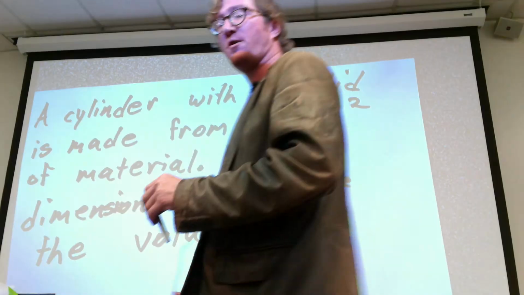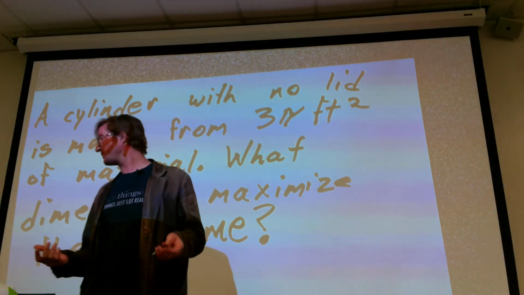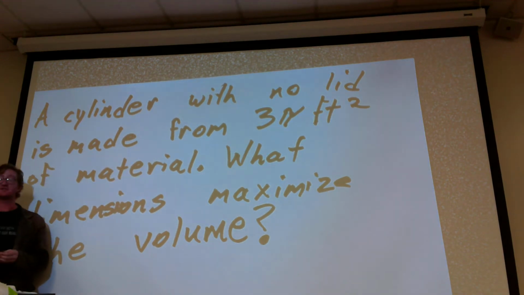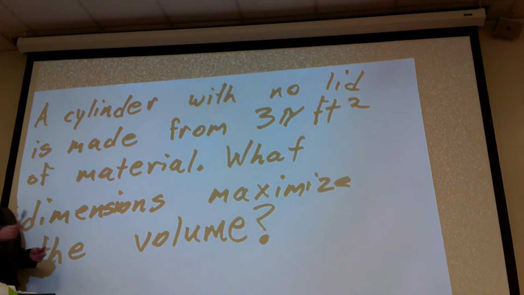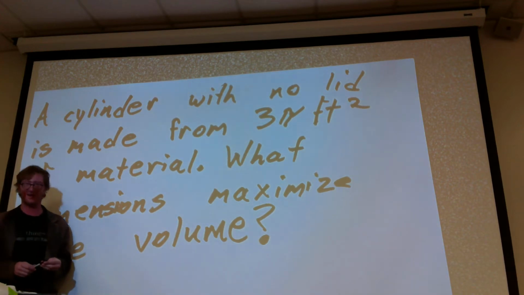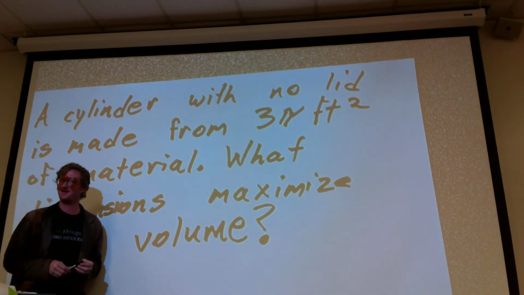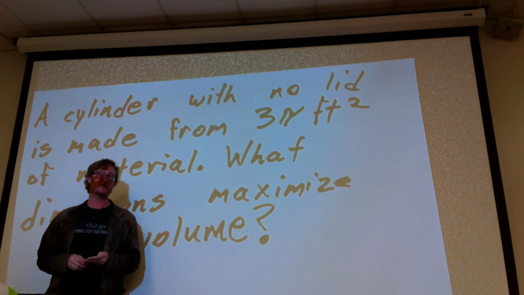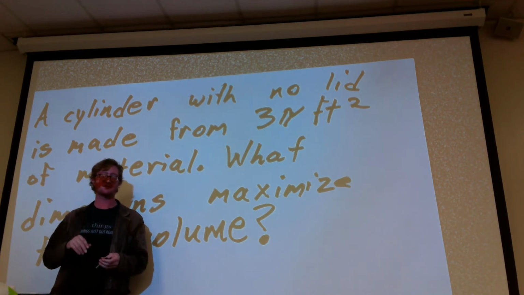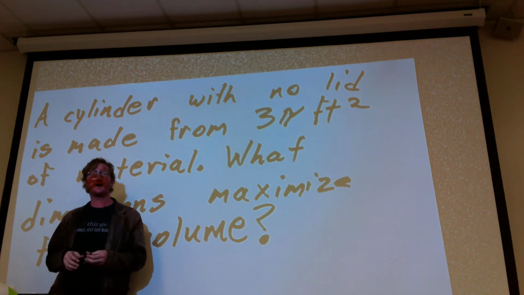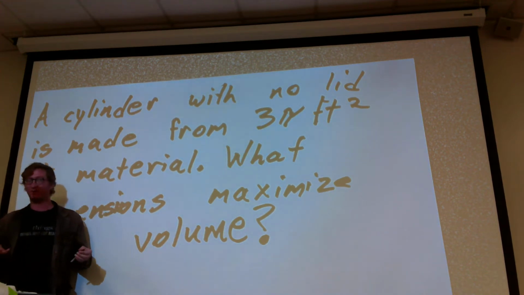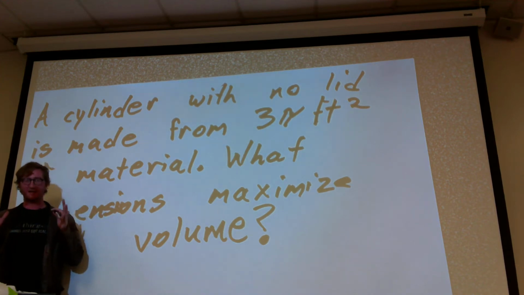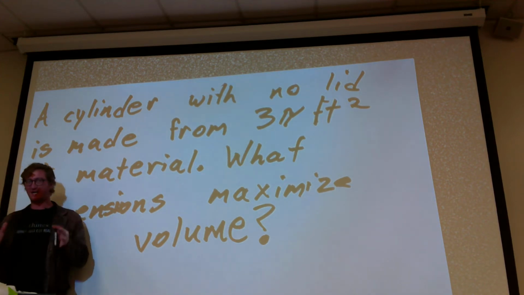Okay, so here's a real practical problem. You're given a certain amount of material to build a cylinder, and it's going to be 3 pi square feet of material. I know it seems like a weird number for the size of the material, but it's going to make the problem have a nicer looking answer. And so we're given a certain amount of material. We want to build a cylinder such that it's got the maximum volume possible.